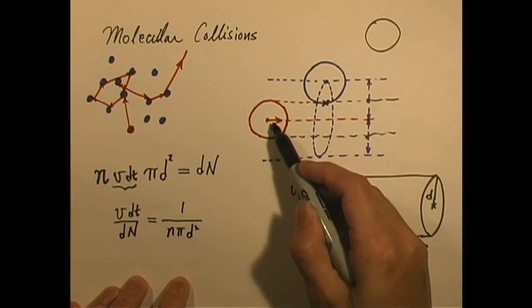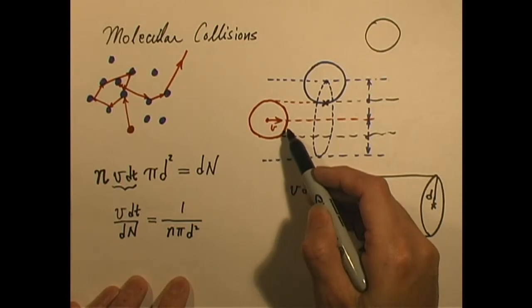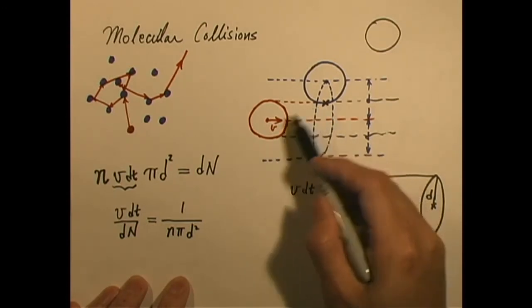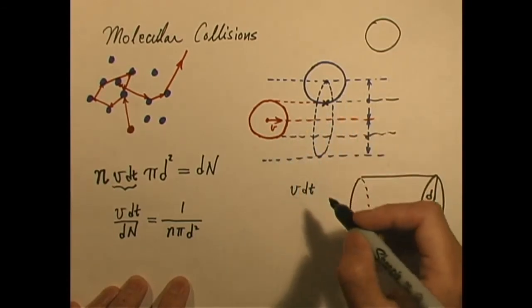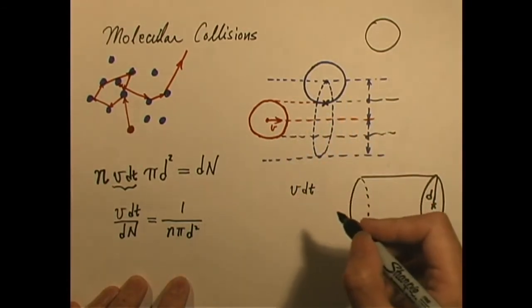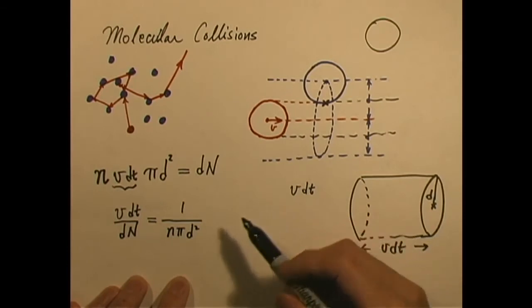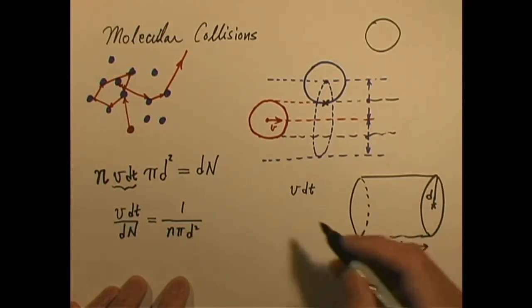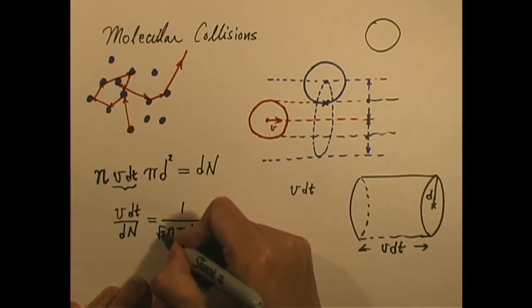Now, relative velocity is not the same as the velocity of individual molecules. It turns out you can do this calculation. On average, the relative speed between two molecules is square root of 2 times the speed of that molecule, the average speed. So there is a square root of 2 somewhere here.